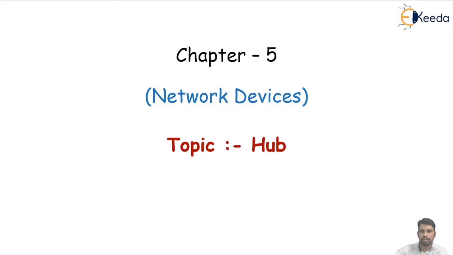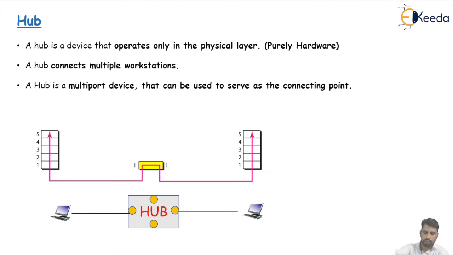Let's see them. Mainly, a hub is a device that operates only in the physical layer, meaning a hub has only the physical layer, no data link layer, no network layer, no other layers. Here we have device A and device B. They are both connected through a hub.